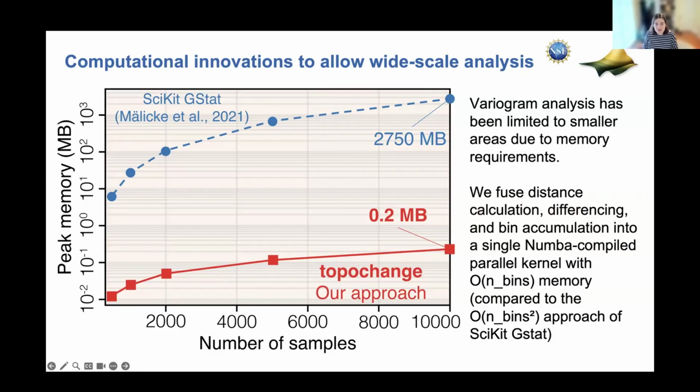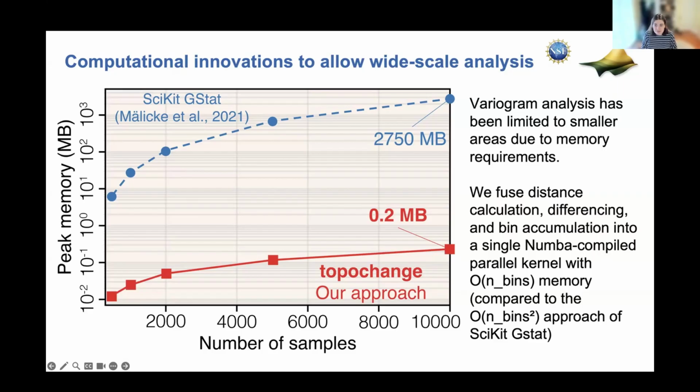Our implementation uses 3 key optimizations. First, we sample the raster directly rather than using every cell. Second, we use a streaming algorithm that accumulates squared differences directly into lag bins in a single pass, so we avoid storing the distance matrix entirely. That drops memory use to about 0.2 megabytes, a reduction of 4 orders of magnitude from the current geostatistical software that's out there.